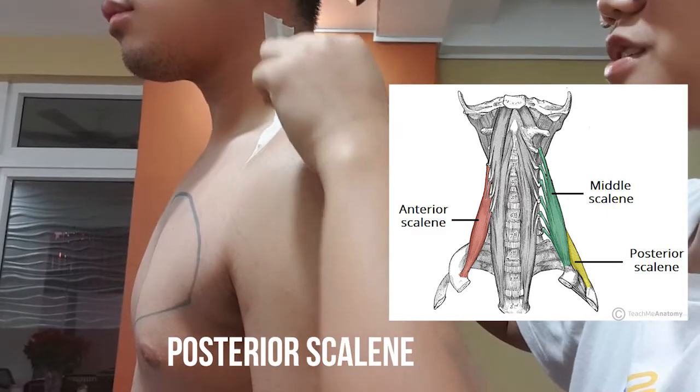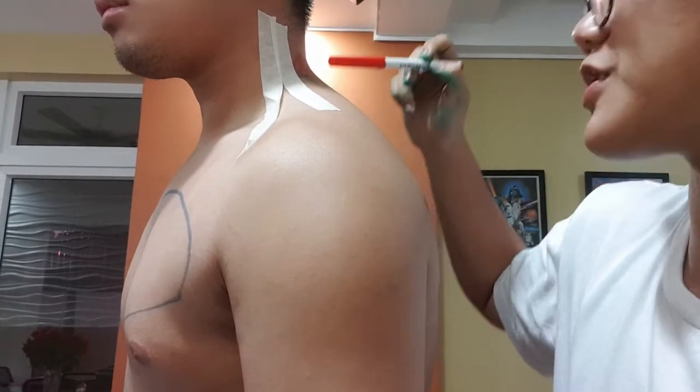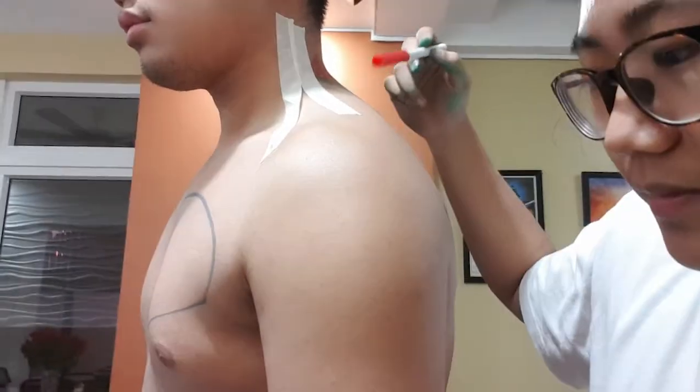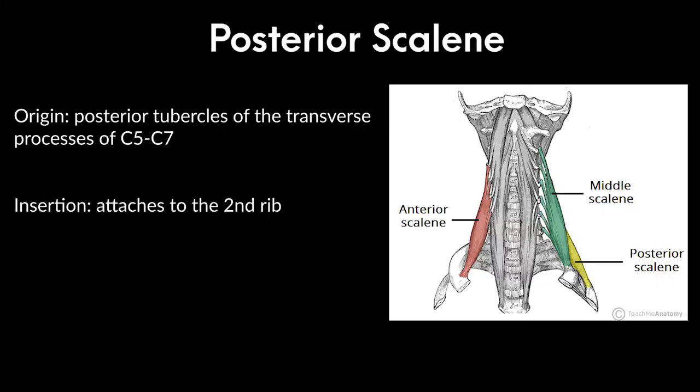This is the posterior scalene. Its origin is the posterior tubercles of the transverse processes of C5 to the C7 vertebrae. It attaches to the second rib.